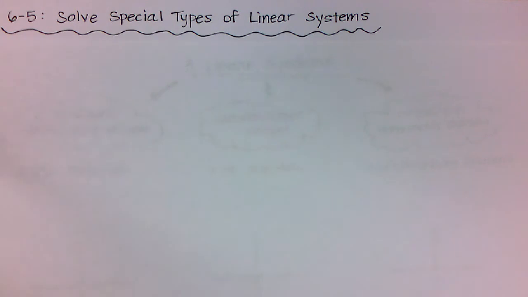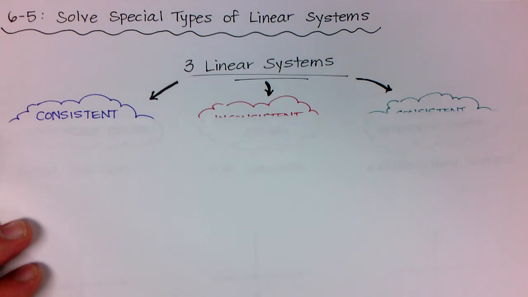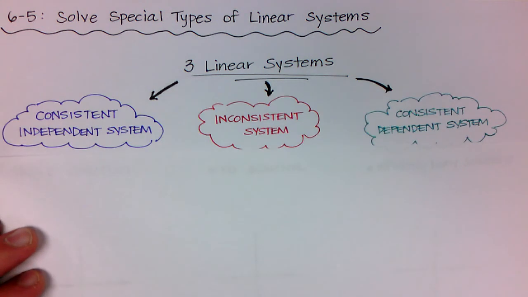Hello class, this is lesson 6-5 in your textbook titled How to Solve Special Types of Linear Systems. So we've been solving linear systems, and now I'm going to show you two different ways. We'll have three different scenarios that you might see. The first is called a consistent independent system. That's the one that you've been working with all along. The second one is an inconsistent system, and the third is a consistent dependent system.